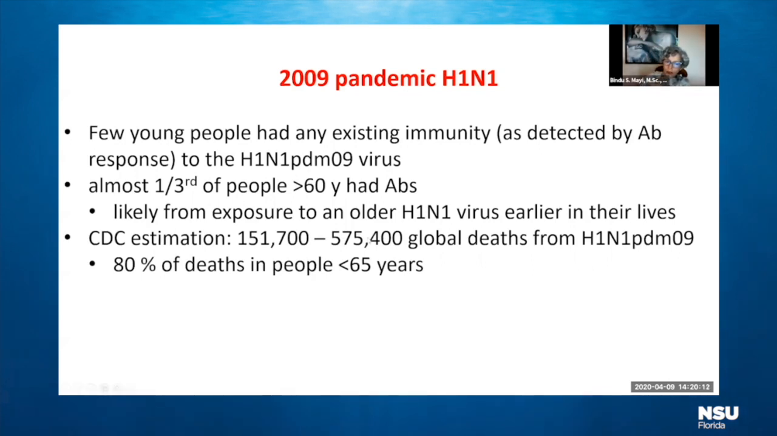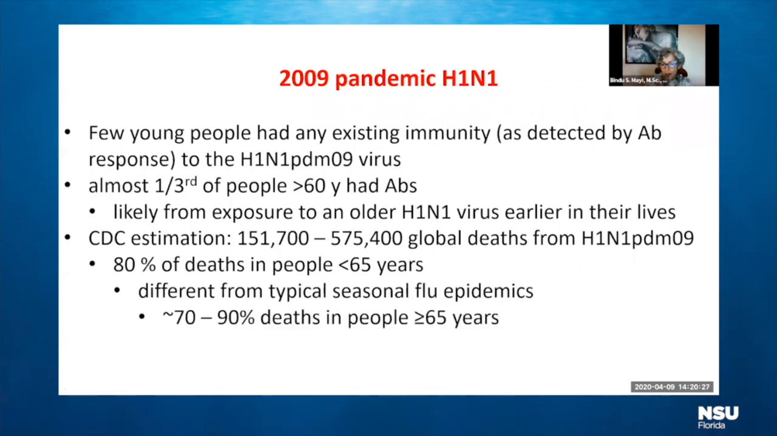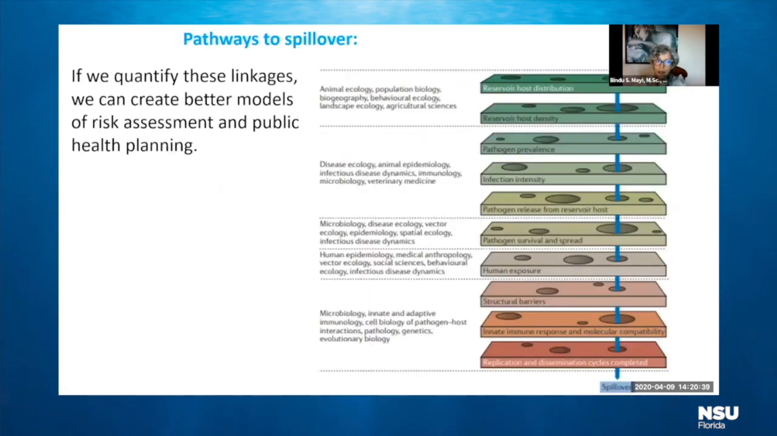The CDC estimated about 151,000 deaths to 575,000 deaths from this pandemic strain. 80% of deaths were in people under the age of 65. This is very different from what we see typically during our seasonal flu epidemics, when we see the majority of deaths in people 65 and older. Right? So this is different from what we are seeing currently.